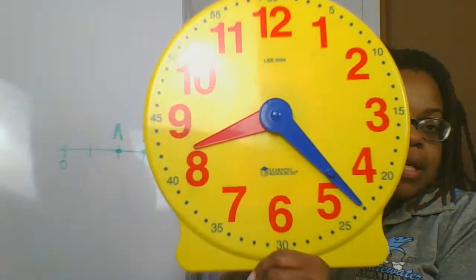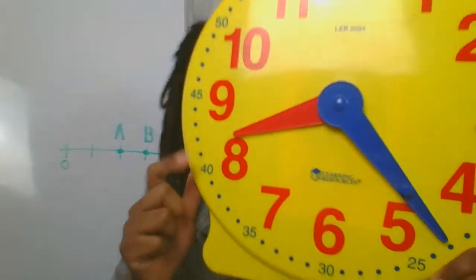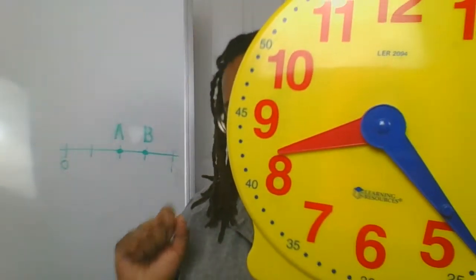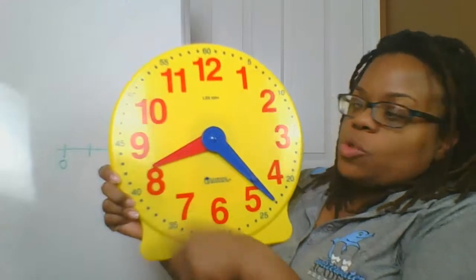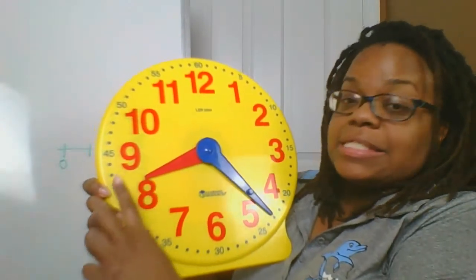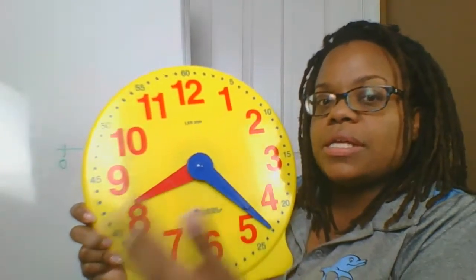So the first thing I'm looking at is my short hand, which is my hour hand. My hour hand is in between the 9 and the 8. So since it is in between the 9 and the 8, it is still 8 o'clock. It is not yet 9 o'clock. It is approaching the 9 o'clock hour. So that was the first part.